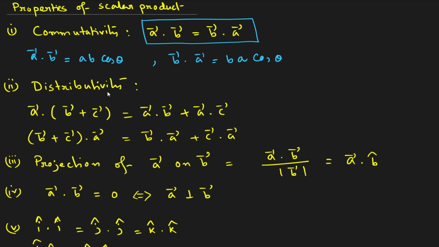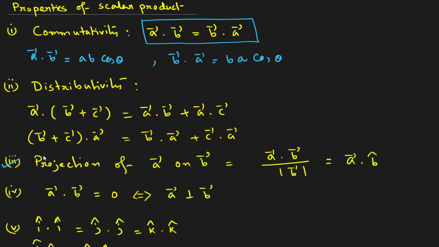Next we have the distributive property. Here you can write a dot (b bar plus c bar) is equal to a dot b plus a dot c. It's very simple. Then (b plus c) dot a can also be written like this: b dot a plus c dot a. So these are called the distributive property on addition, vector addition.